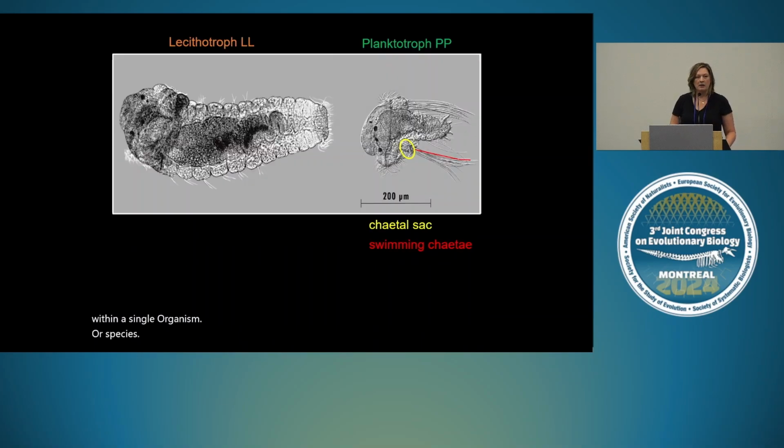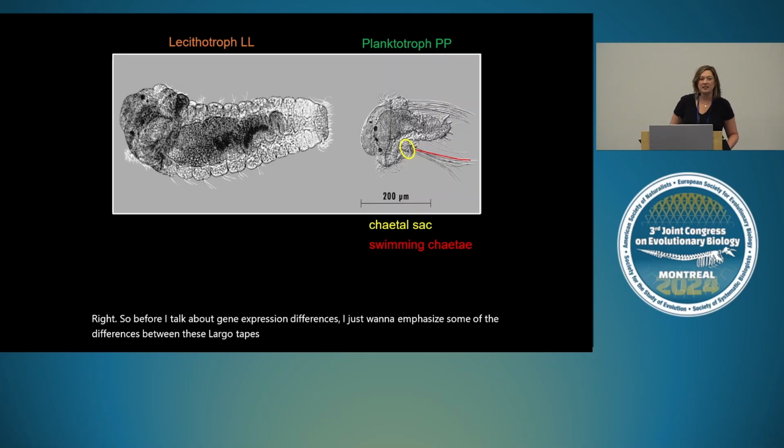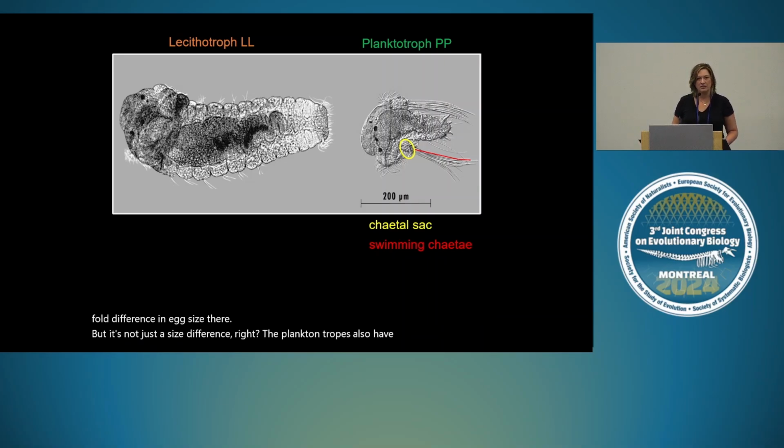All right, so before I talk about gene expression differences, I just want to emphasize some of the differences between these larval types. On your left is the lecithotrophic morph, and on the right is the planktotrophic morph. I'll refer to them as LL and PP, in orange and green respectively. You can see there's a really big difference in terms of size. The lecithotroph is much bigger than the planktotroph, which makes sense because there's an 8-fold difference in egg size. But it's not just a size difference, right? The planktotrophs also have some key morphological differences as well.